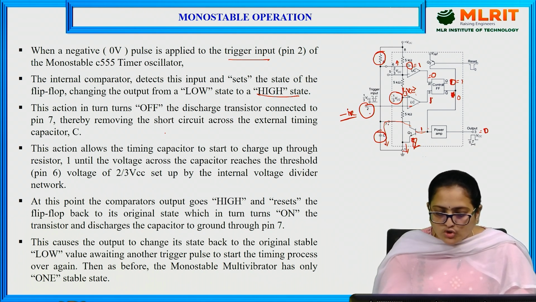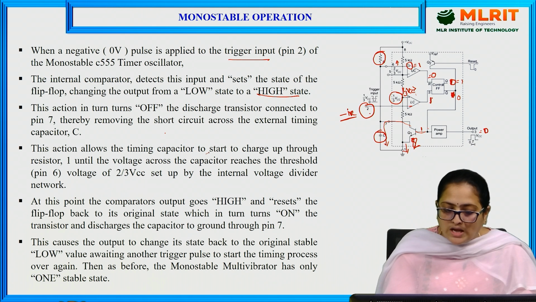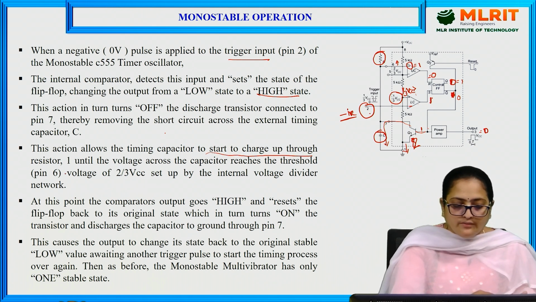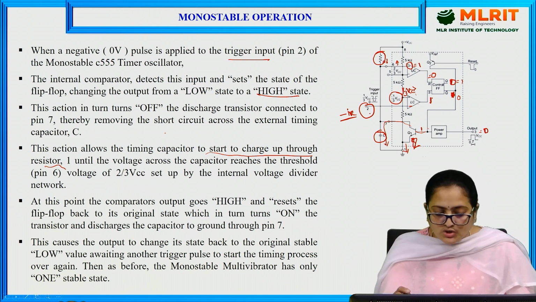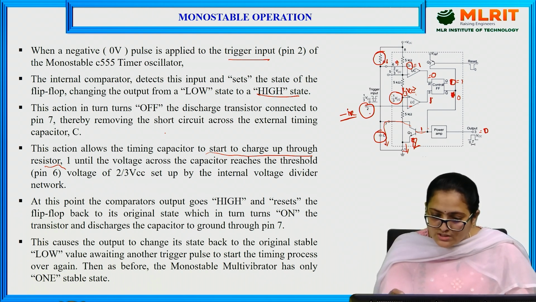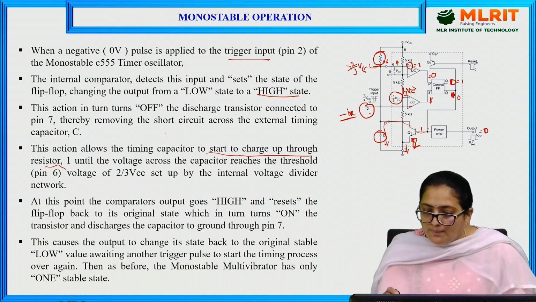This removes the short circuit across the external timing capacitor C. This action allows the capacitor to start charging up through resistor R1. The voltage across the capacitor rises until it is just above the threshold voltage. That is when the voltage at this pin is just above 2/3 VCC, and then the upper comparator is going to be set. That is, R is going to be set.